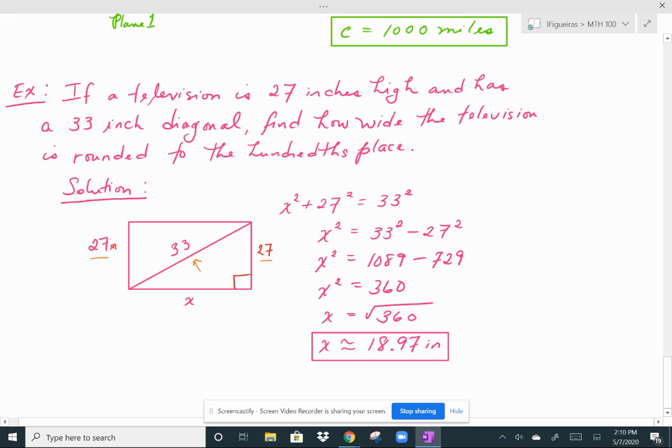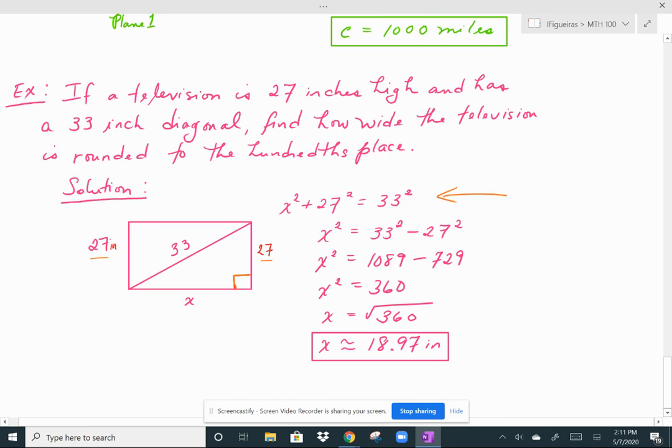That's 33 inches. And we want to know how wide the television is. So I'm just going to call that unknown X. You could call it anything you want. So by drawing that diagonal through the rectangle, you've actually created a right triangle. So that's indicated here with this little box. So that means, again, I can use the Pythagorean theorem. X is a leg of the triangle. 27 is the other leg. 33 is the hypotenuse.